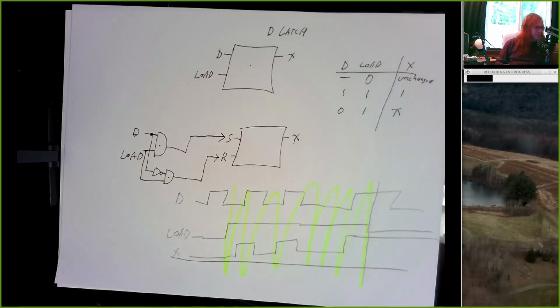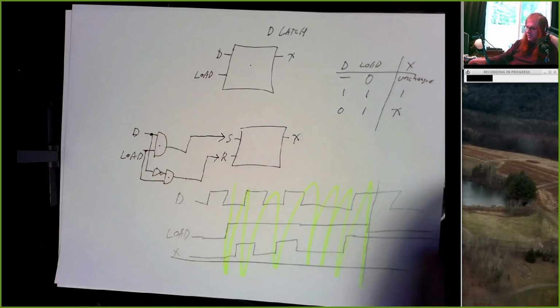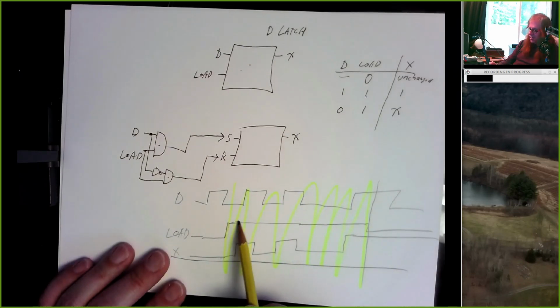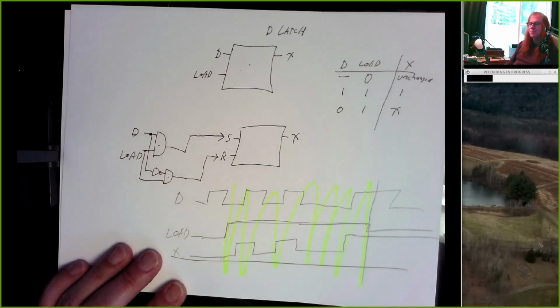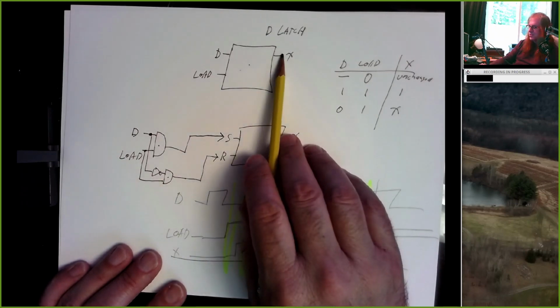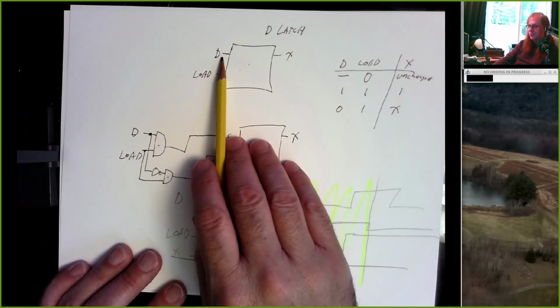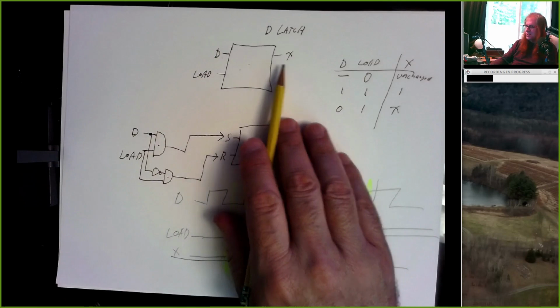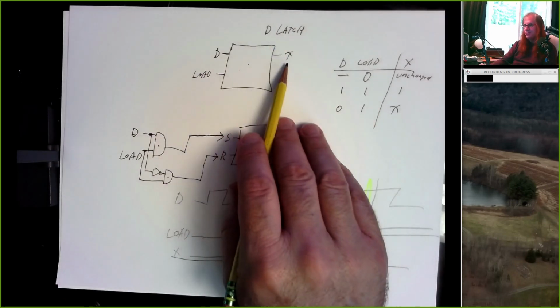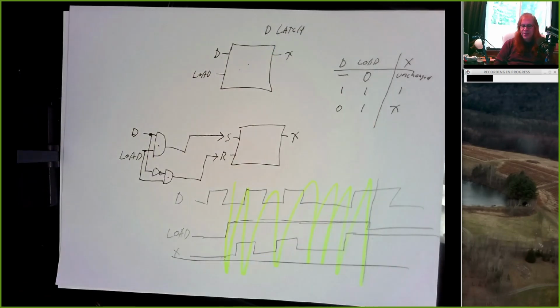And the downside we saw to that in terms of building a computer circuit is, if our load line is high for too long, our output will change multiple times. And in the case of a circuit where the output of this latch is feeding back into the input, we're going to get a feedback loop, right? The output's going to change, and that's going to affect the input, which is going to affect the output, which will affect the input, and so on. And maybe that's what we want, but usually that's not what we want. And so we want a different behavior.